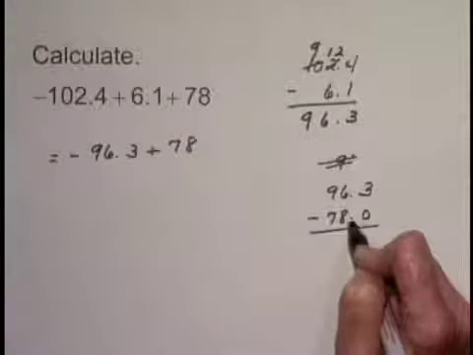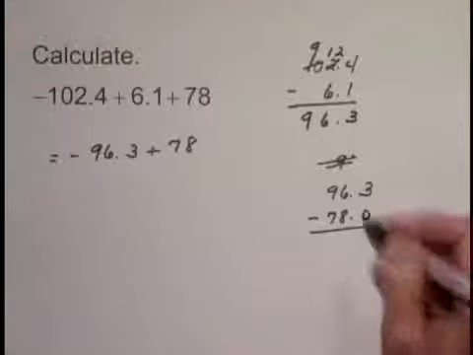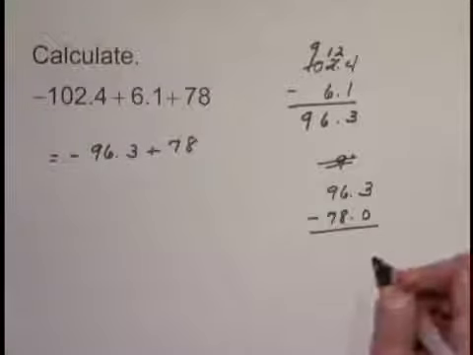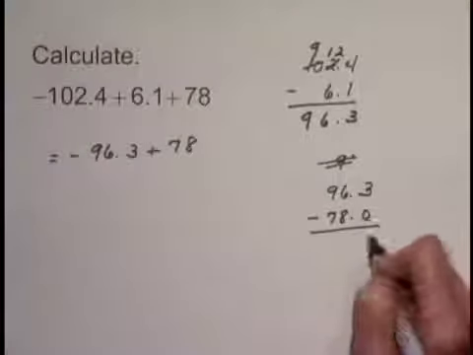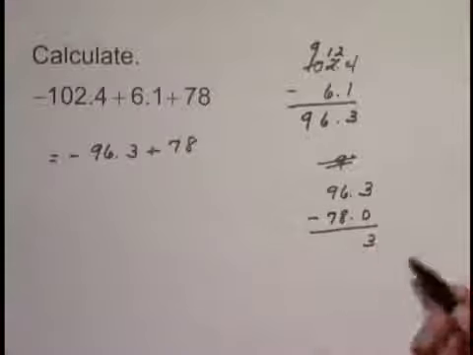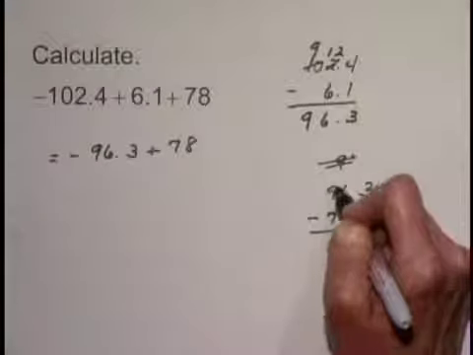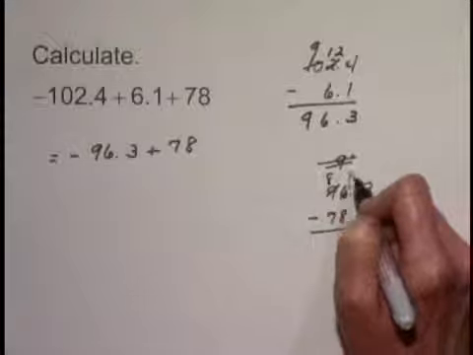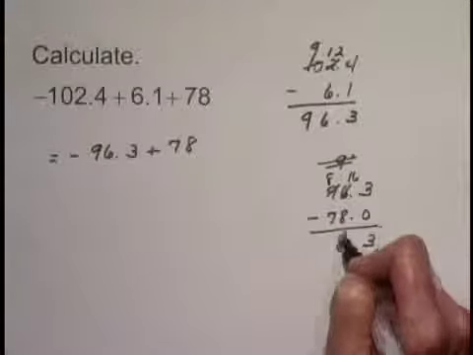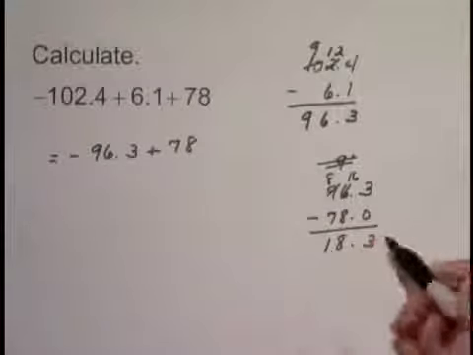I've just written the decimal point on 78 and added a 0 here, so I have the same number of decimal places in both numbers. 3 minus 0 is 3. The decimal point goes here. I'm going to borrow here. 16 minus 8 is 8, and 8 minus 7 is 1.